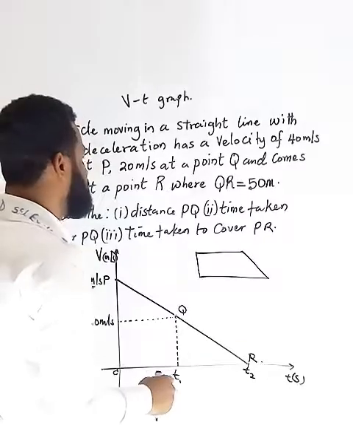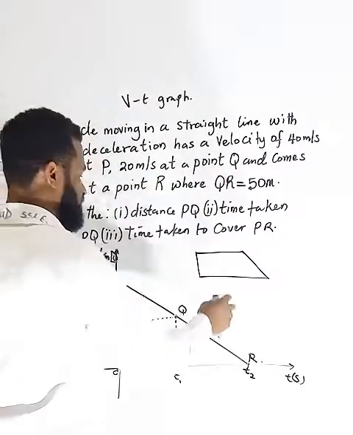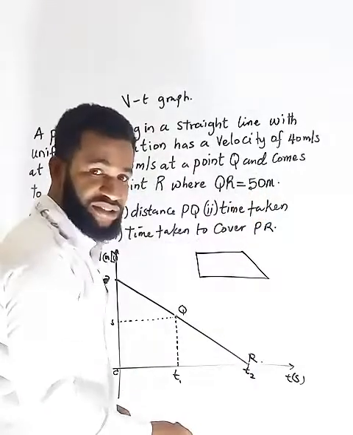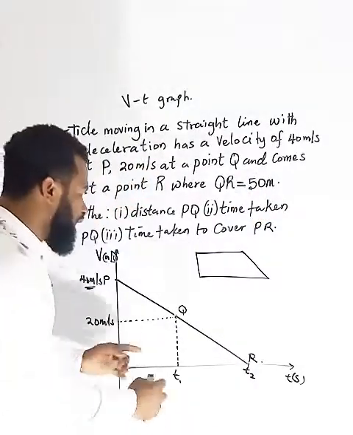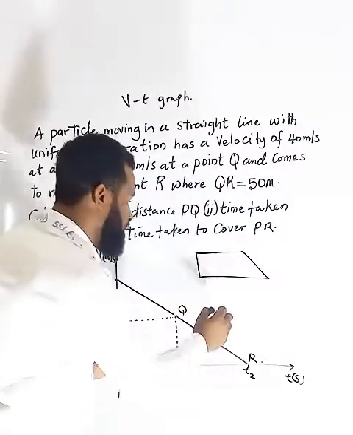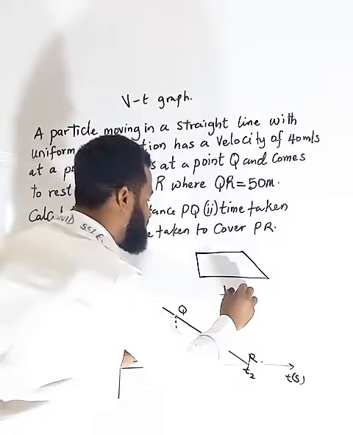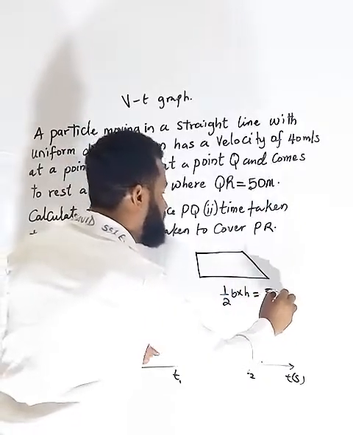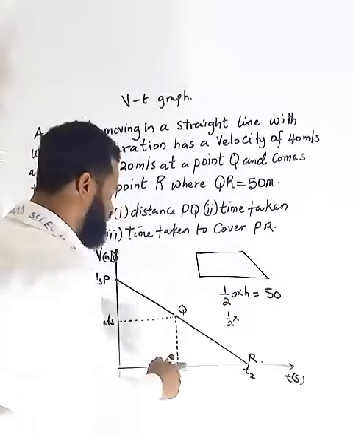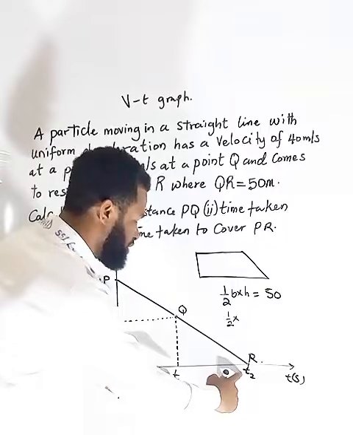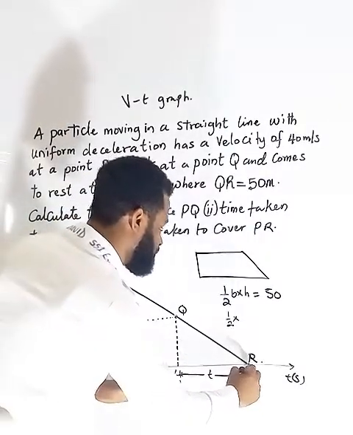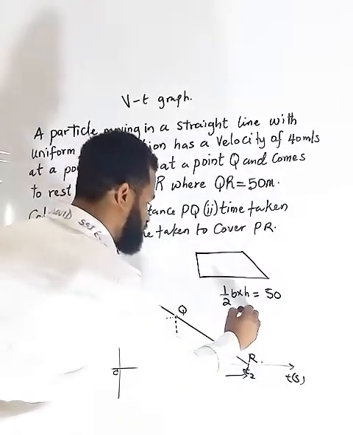But the first thing I have to do is take my lead, which is QR. QR, from Q to R, is given as 50 meters. That means I have to find the area under the curve between Q and R, and that is a triangle. I'm going to say half base times height is equal to 50 meters. Half times base is what? It is from here to here, which I don't know. I can just call it T, or I can just call it T2.